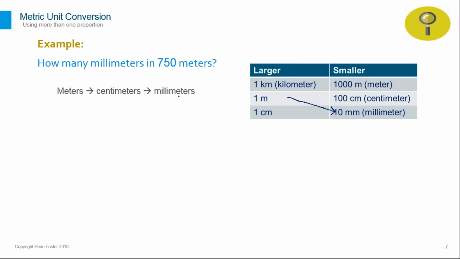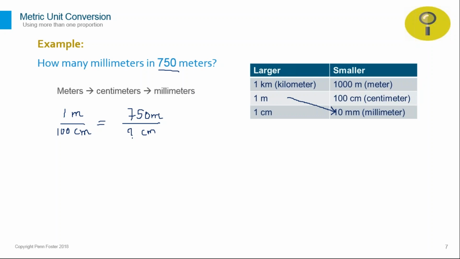So let's do that together. So again, the first proportion has two fractions. From the table, I know that 1 meter is equivalent to 100 centimeters. Now I need to know how many centimeters there are in 750 meters.